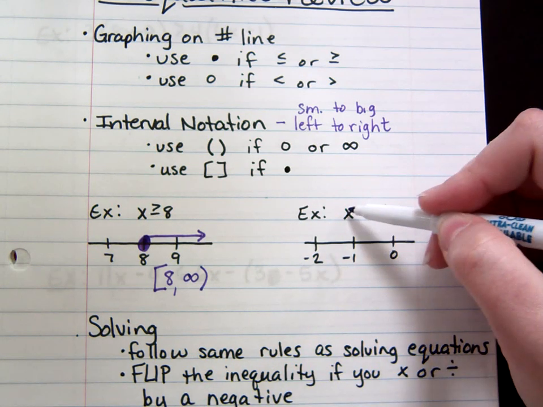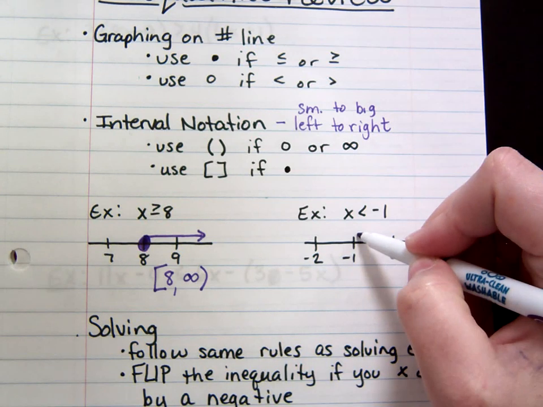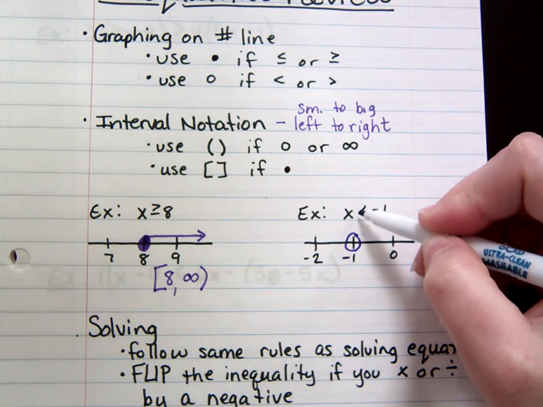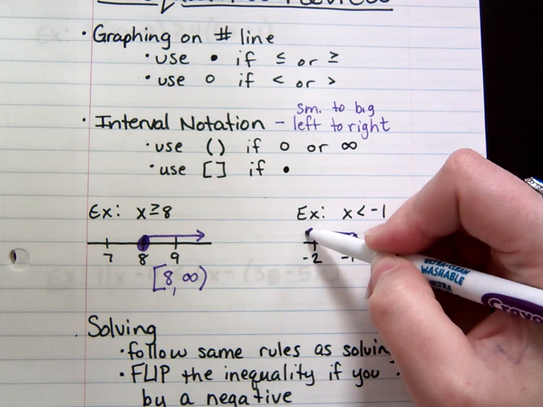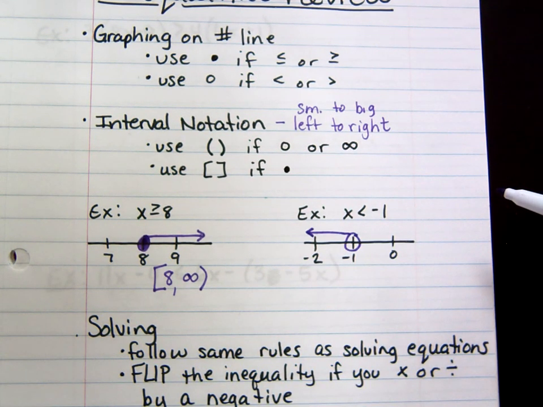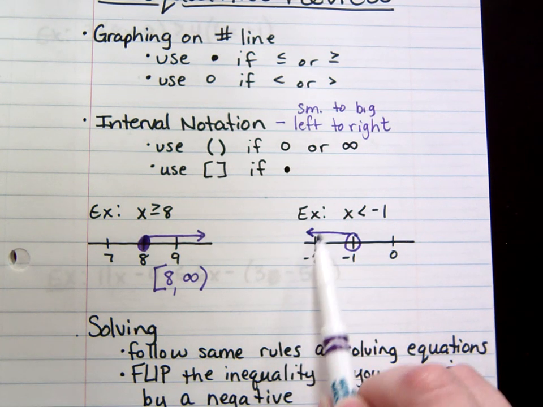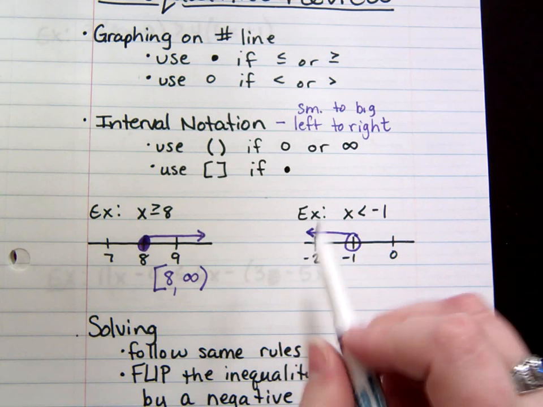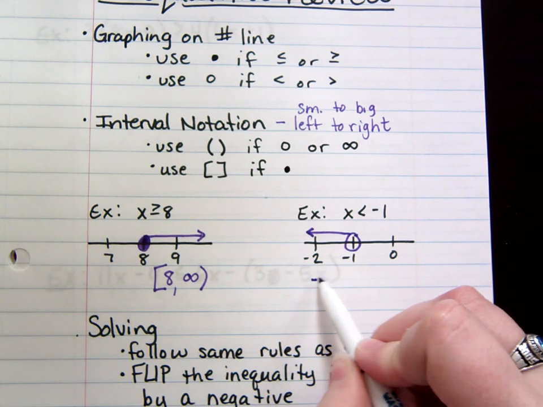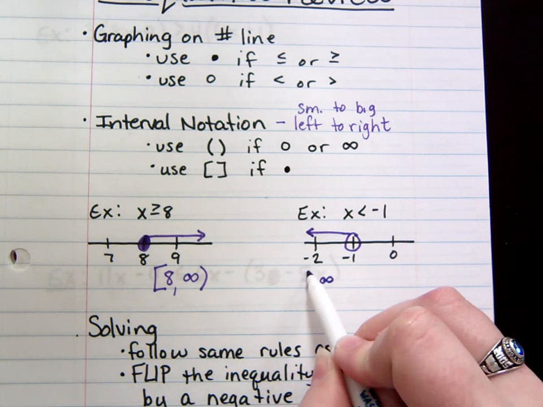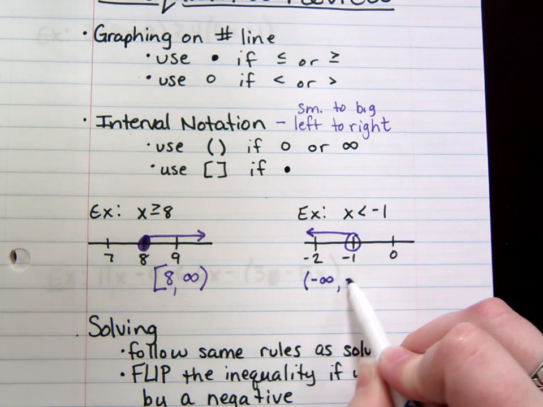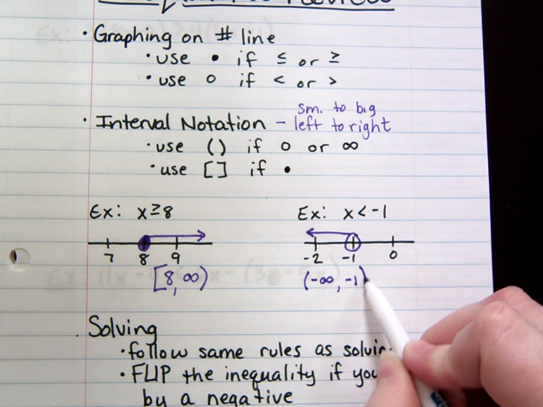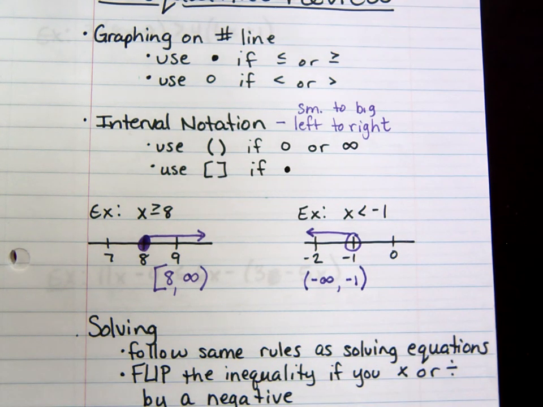This example, x less than -1, we have an open circle at -1 because it's not or equal to. Less than means it's going to go to the left, and then we have our interval notation. So going from the left to the right, the first thing I hit is that arrow, meaning it goes left forever. It gets smaller without limit. So we say it starts at -infinity. And it continues going until we get to -1. Because this is open, we use a parentheses to close it.